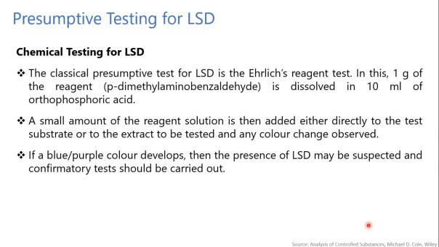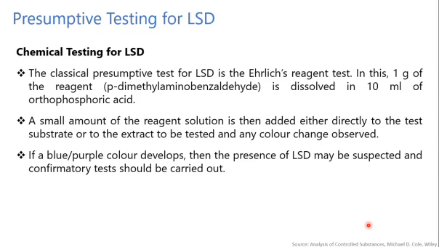Then the second one is the chemical testing for the LSD. The classical presumptive test for LSD is the Ehrlich reagent test. In this, 1 gram of the reagent, that is para-dimethylaminobenzaldehyde, is dissolved in 10 ml of orthophosphoric acid. Then a small amount of reagent solution is added either directly to the test substrate or to the extract to be tested, and any color change is observed, by which we can identify the compound.